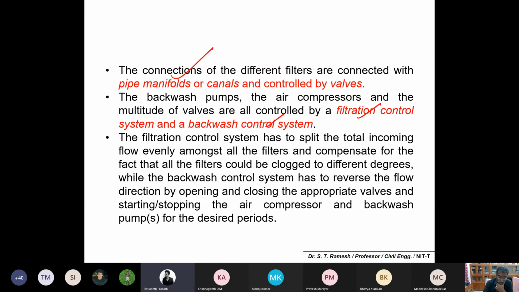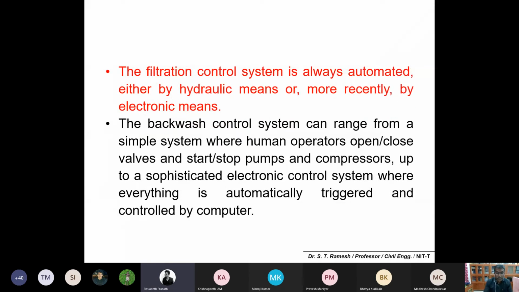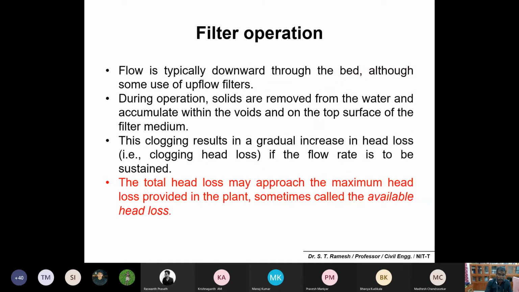So you can have a filtration control system and backwash control systems to completely monitor the filter operations. This filter can be operated or automated either by hydraulic means or by electronic means. Please make a note on these automated systems: hydraulic means automated system, as well as electronic means automated system. You can also operate the filter by either downflow operation or upflow operation.